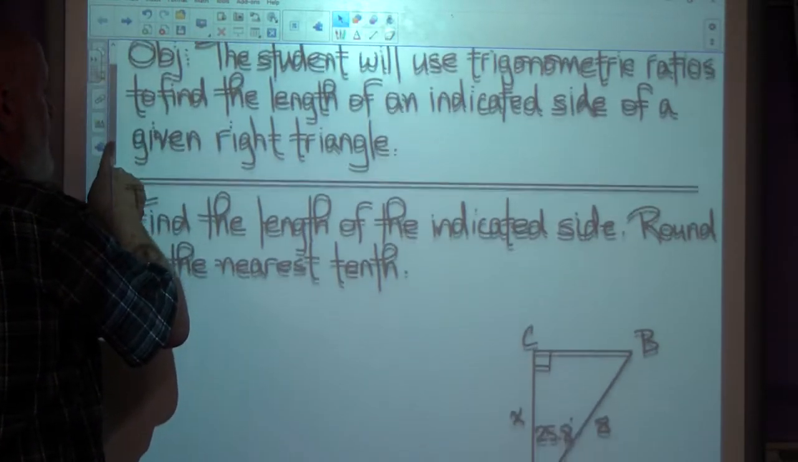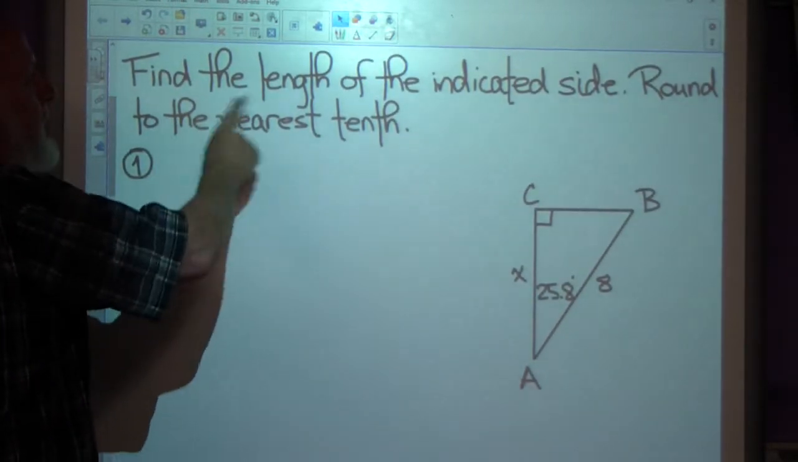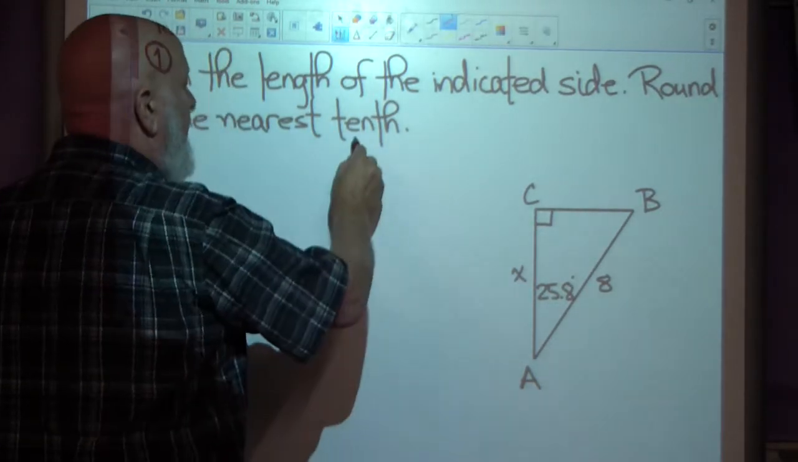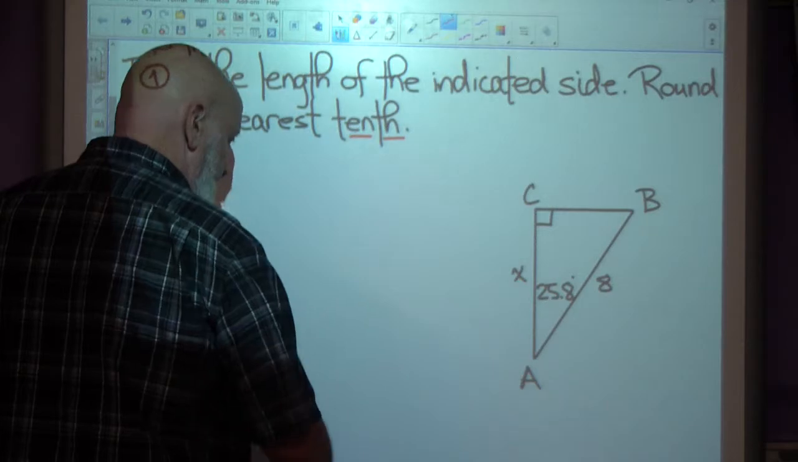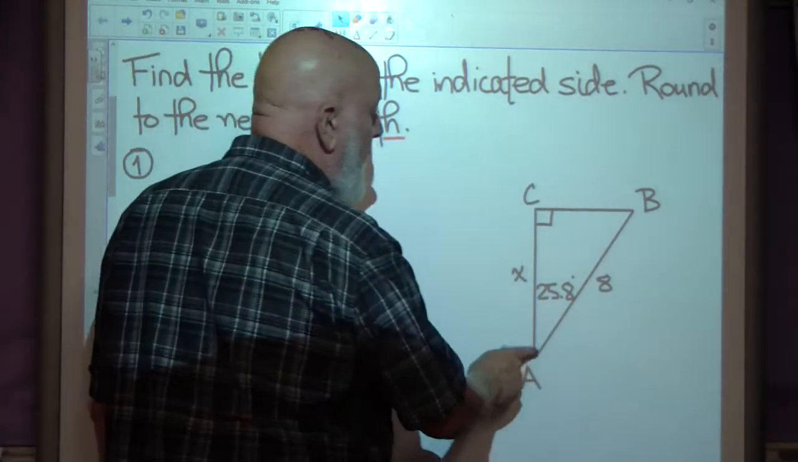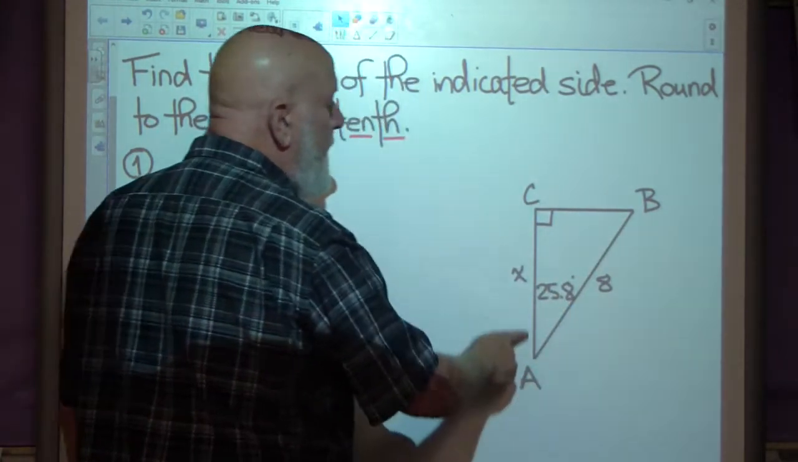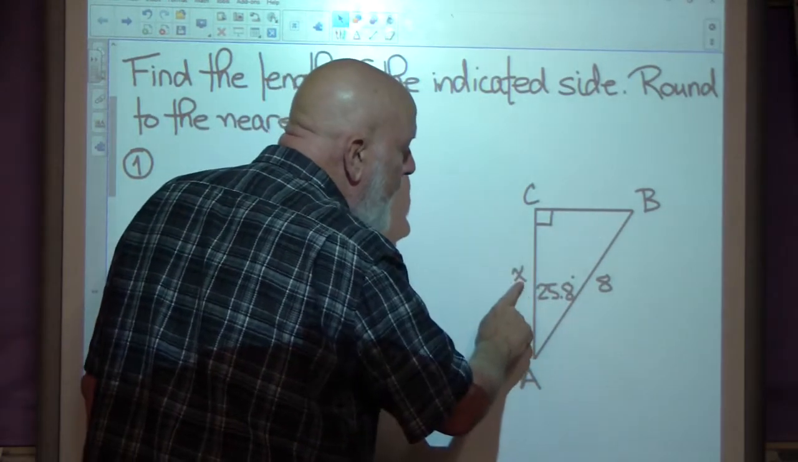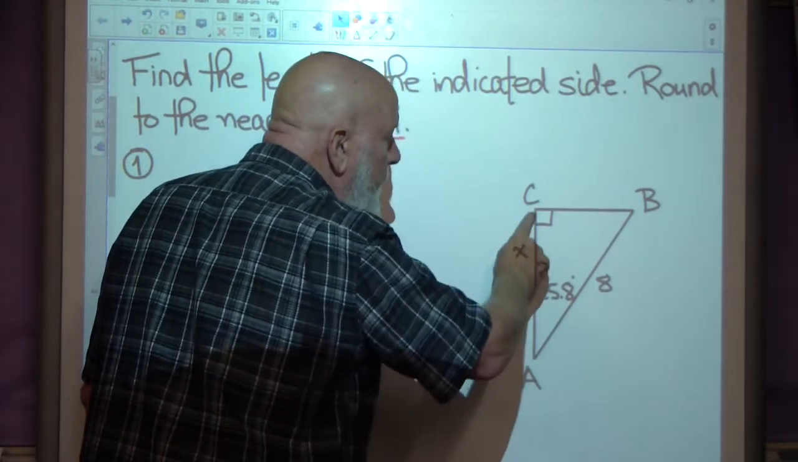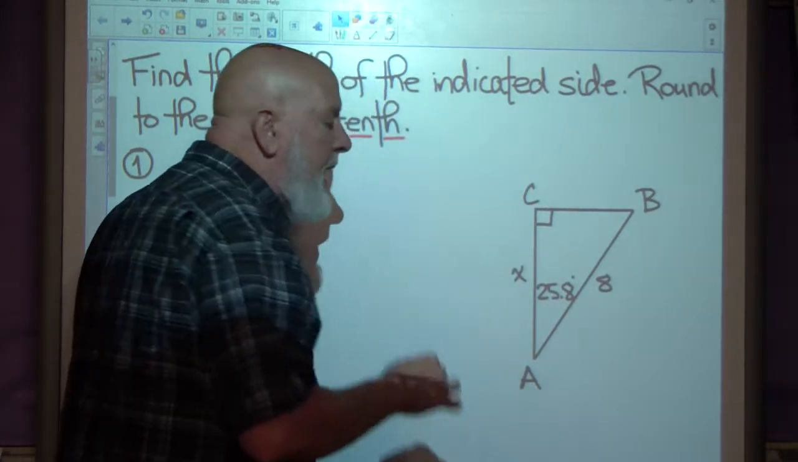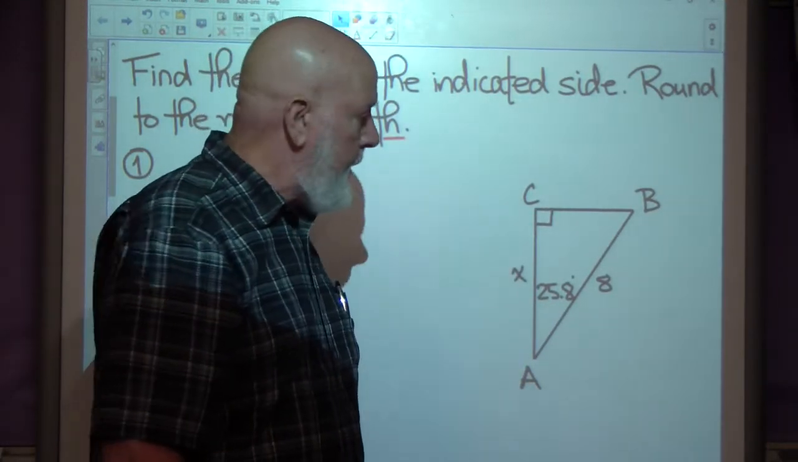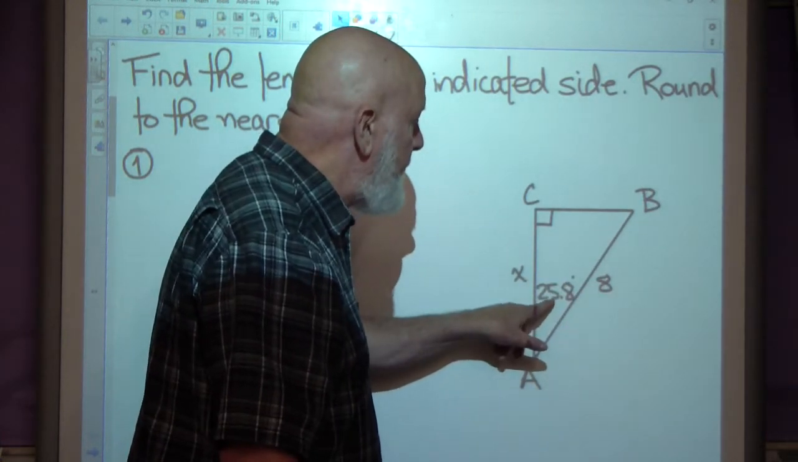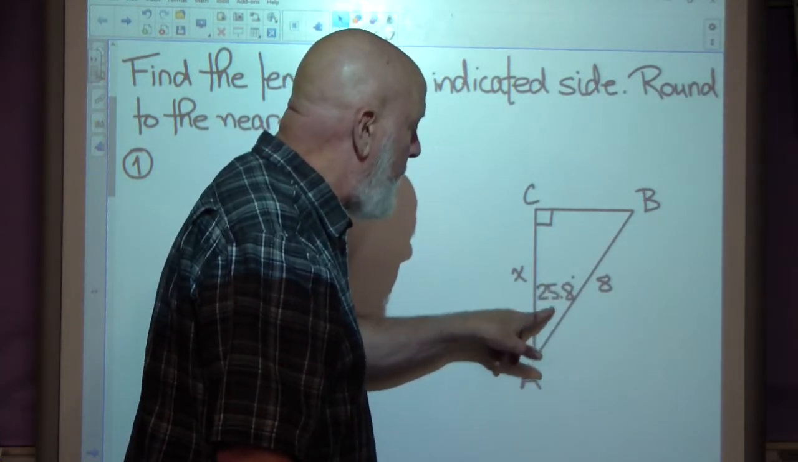Let's take a look at the first example. Let's find the length of the indicated side, rounded to the nearest tenth. Okay, so here's my triangle, and I want to find the indicated side. The indicated side is the one that has the variable for its length. I don't know this side. That's the one they're asking me to find. They're giving me this side, and they're giving me the measure of this angle right here.